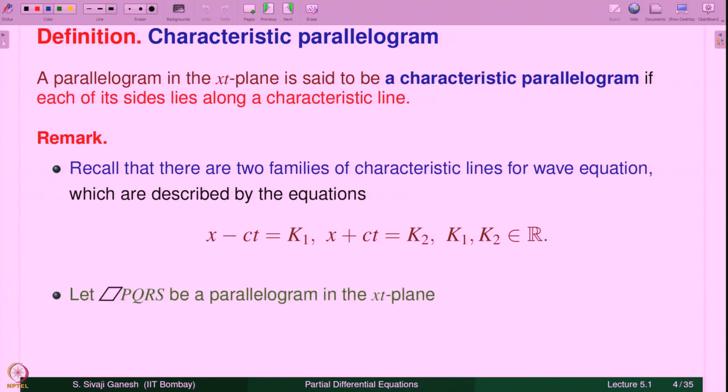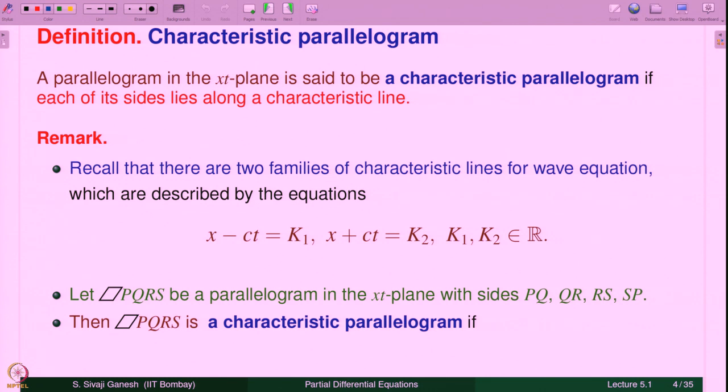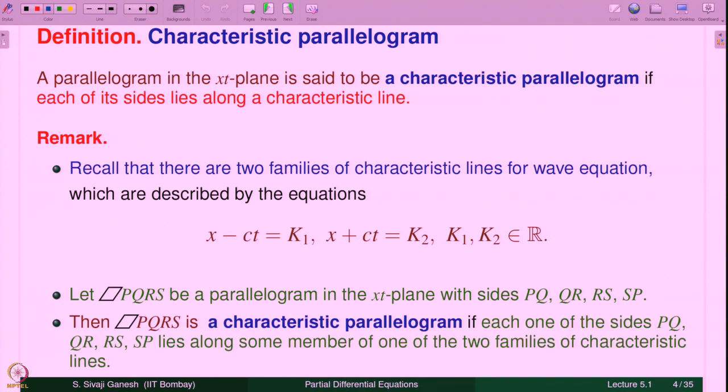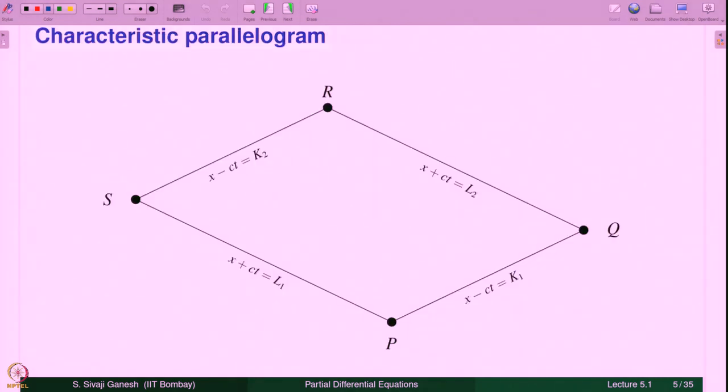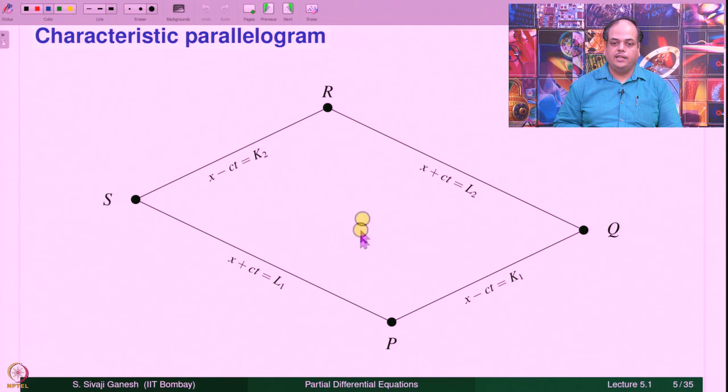So, let parallelogram PQRS be a parallelogram in the XT plane with sides PQ, QR, RS and SP. Then parallelogram PQRS is a characteristic parallelogram if each one of the sides PQ, QR, RS, SP lies along some member of one of the two families of characteristic lines. The picture is here. The side PQ lies on a line x minus ct equal to constant, QR lies on x plus ct equal to constant, RS lies on x minus ct equal to a constant, and SP lies on x plus ct equal to a constant. So, this is a characteristic parallelogram because each of its sides lies on some characteristic line.